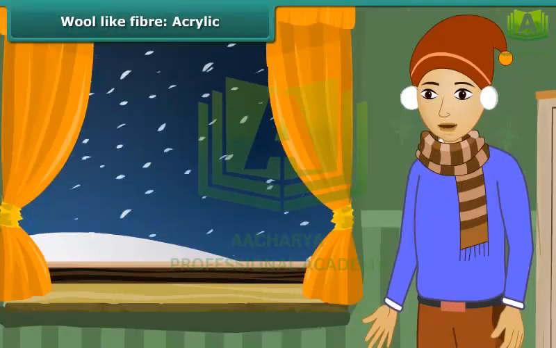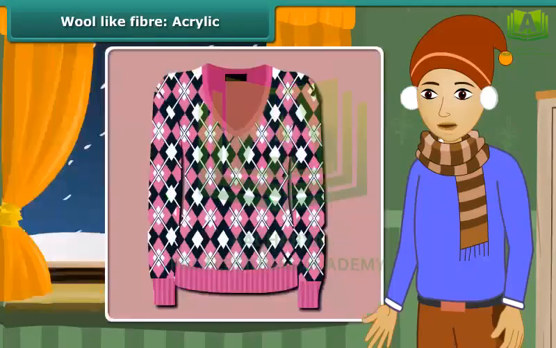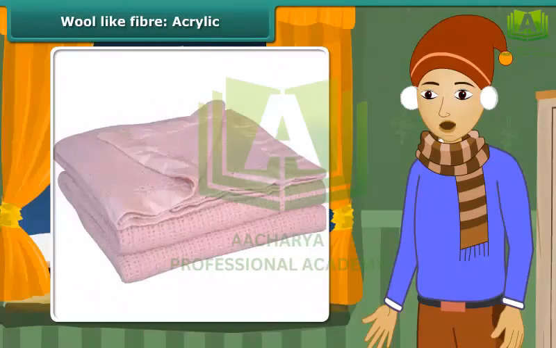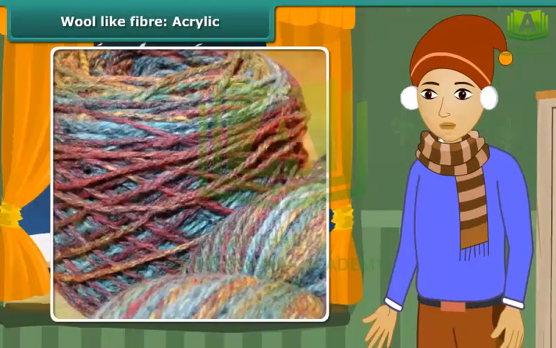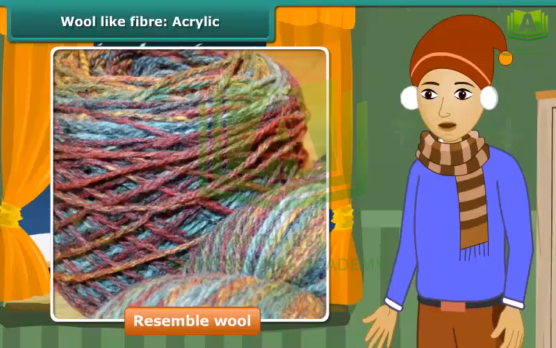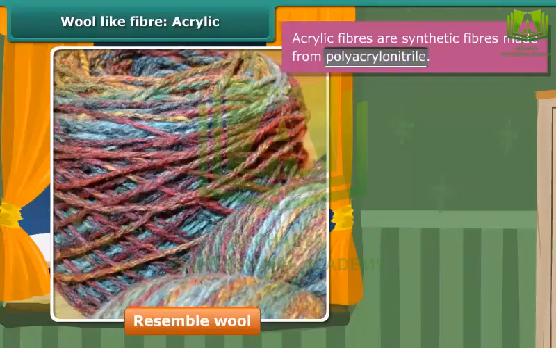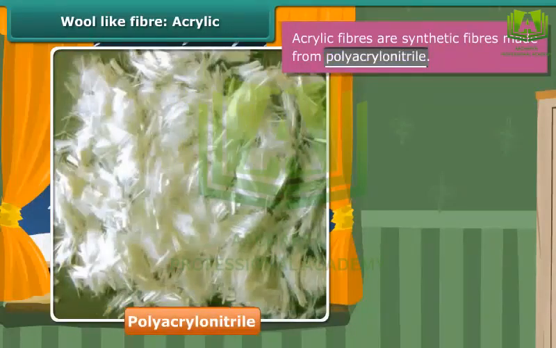To protect us against cold winters, we wear sweaters and shawls and use blankets. Do you know that many of these are actually not made from natural wool, though they appear to resemble wool? You would be wondering how these are prepared then. Well, these are prepared from acrylic fibers. These are synthetic fibers made from polyacrylonitrile. Acrylic is lightweight, soft and warm, with a wool-like feel.